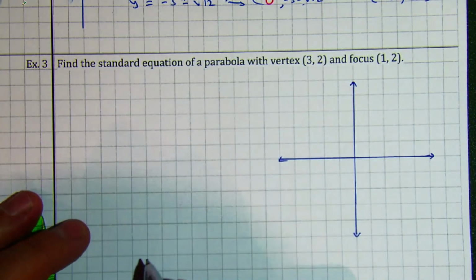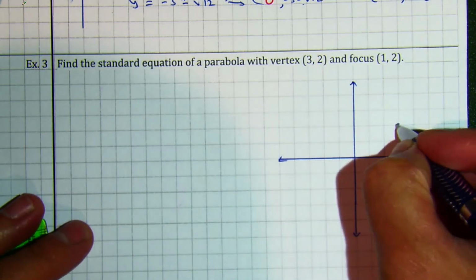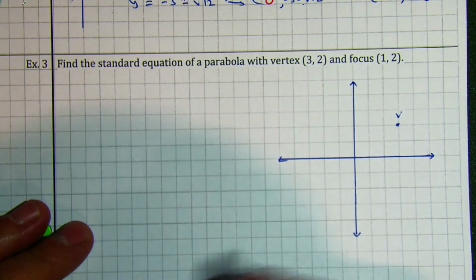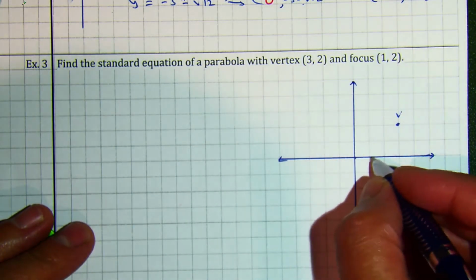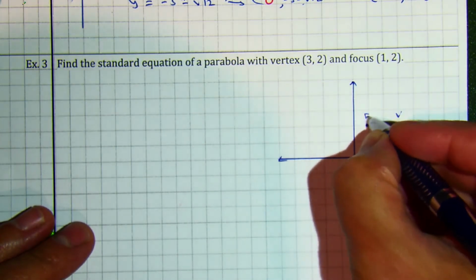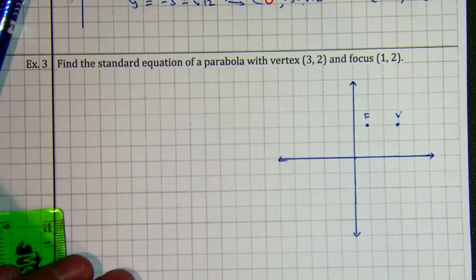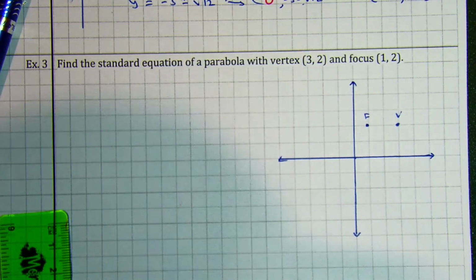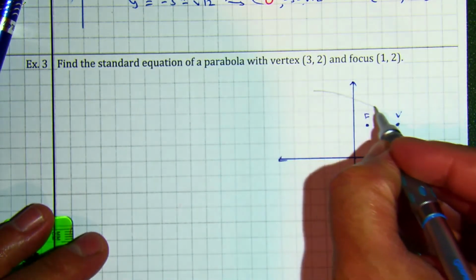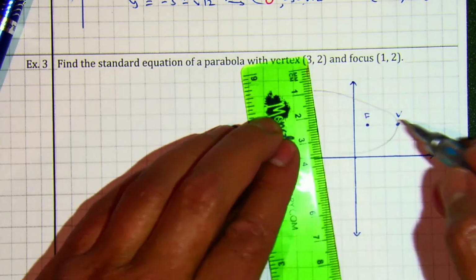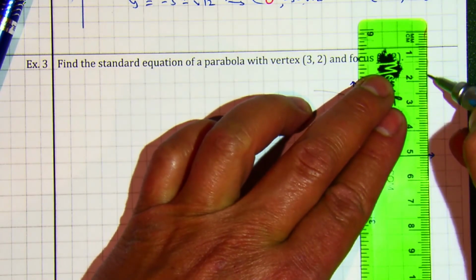So the vertex is (3, 2). Label it. My focus is (1, 2). So therefore my parabola has to be facing to the left, correct? So the focus has to be inside the parabola. That means that my directrix will be on the opposite side.